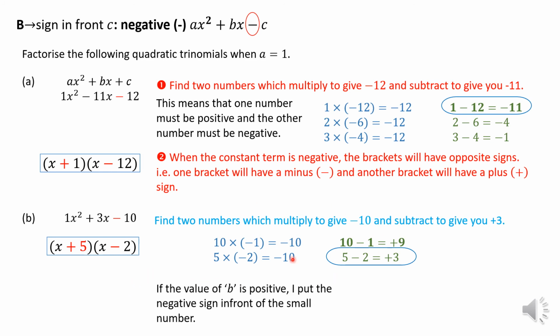Right, so just remember that hint. If the value of b is positive, like what I have here, positive 3x, then I put my minus in front of the smaller number. In the earlier case, it was minus 11, so I put my minus in front of the big number. Okay.